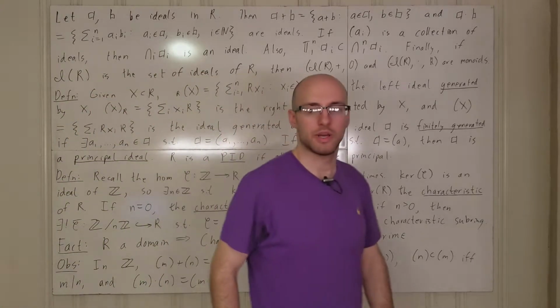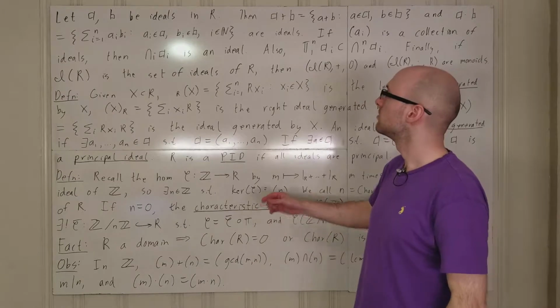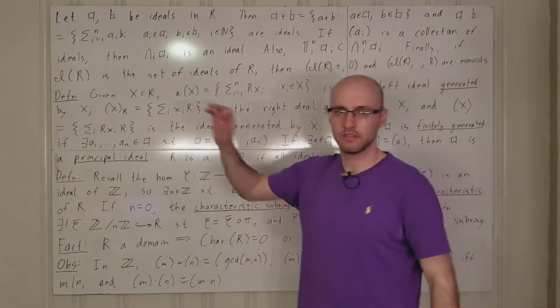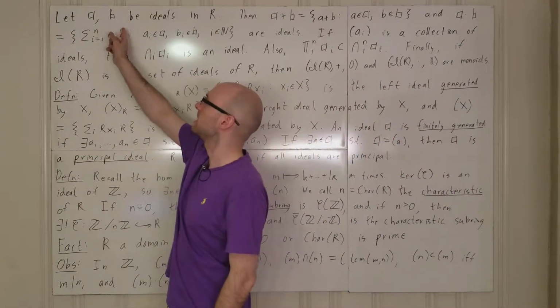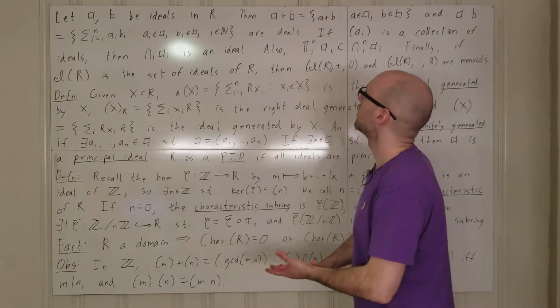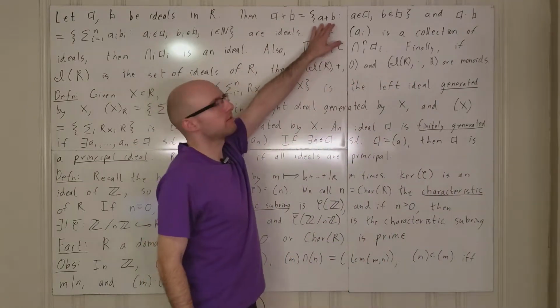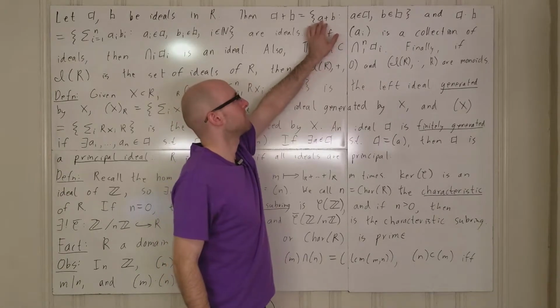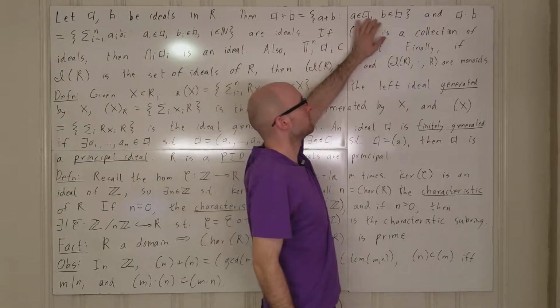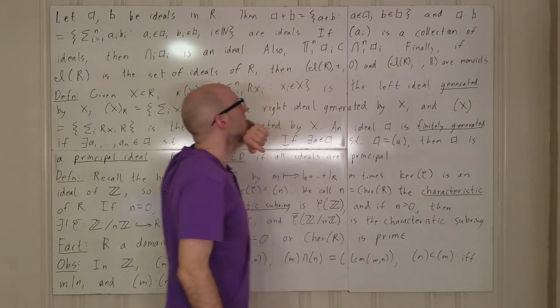Alright, let's talk about some more rings. So let's say some things about ideals. If we have two ideals, fancy A and fancy B, then we can consider their sum. And this will be the collection of all things of the form a plus b, where a is taken from A and b is taken from B.